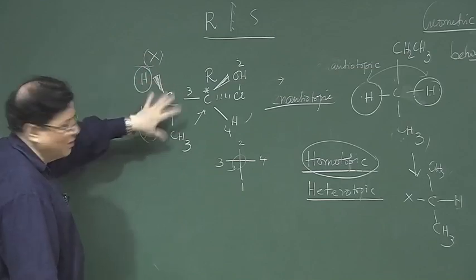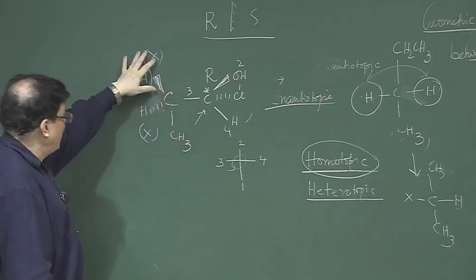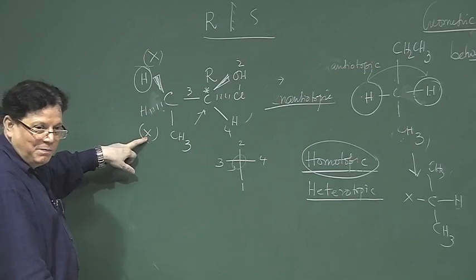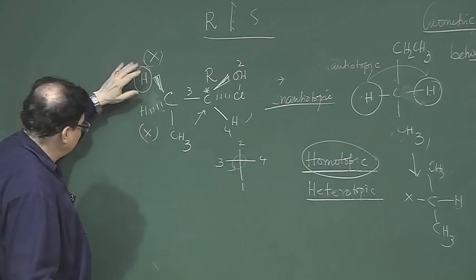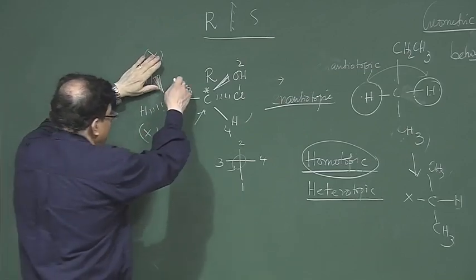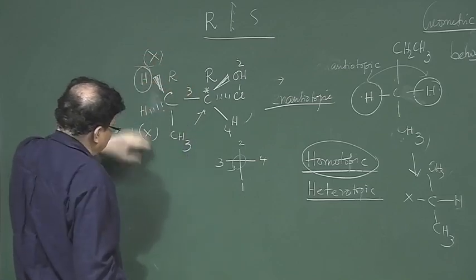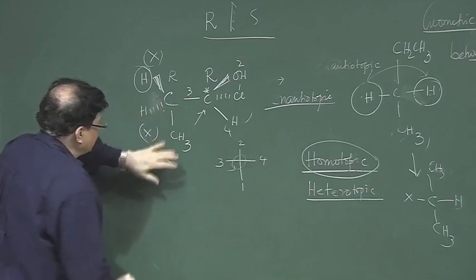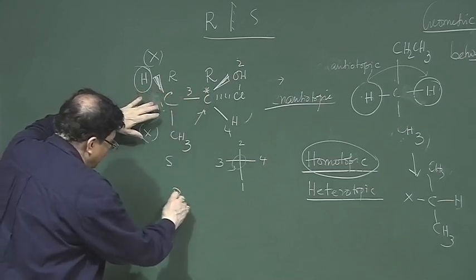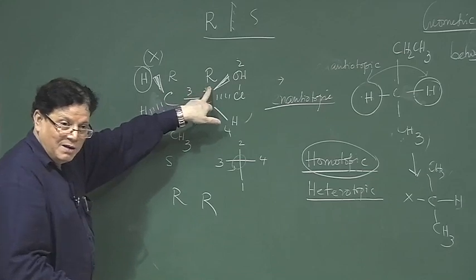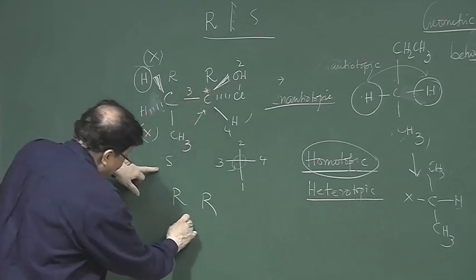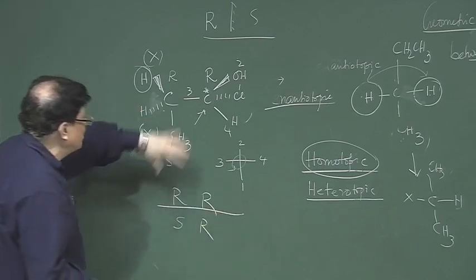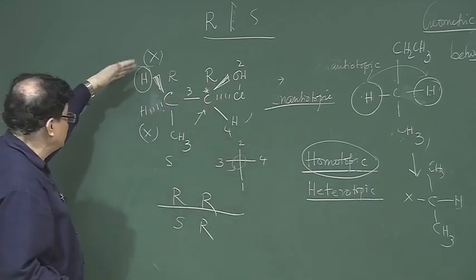So, it will have a configuration. When I put X here, that will also have a configuration. Suppose by replacing this hydrogen with X, this becomes R, and suppose replacing this hydrogen by X, this becomes S. So, basically what I am getting is an R-R compound, because this R was already there built in. And here I am getting SR. So, what will be the relationship between the two molecules that I will be generating?